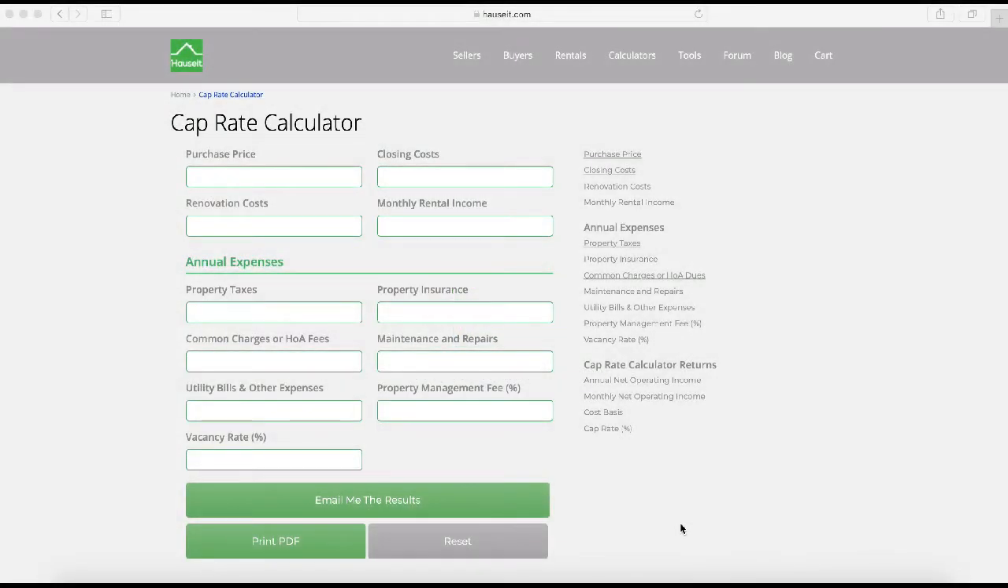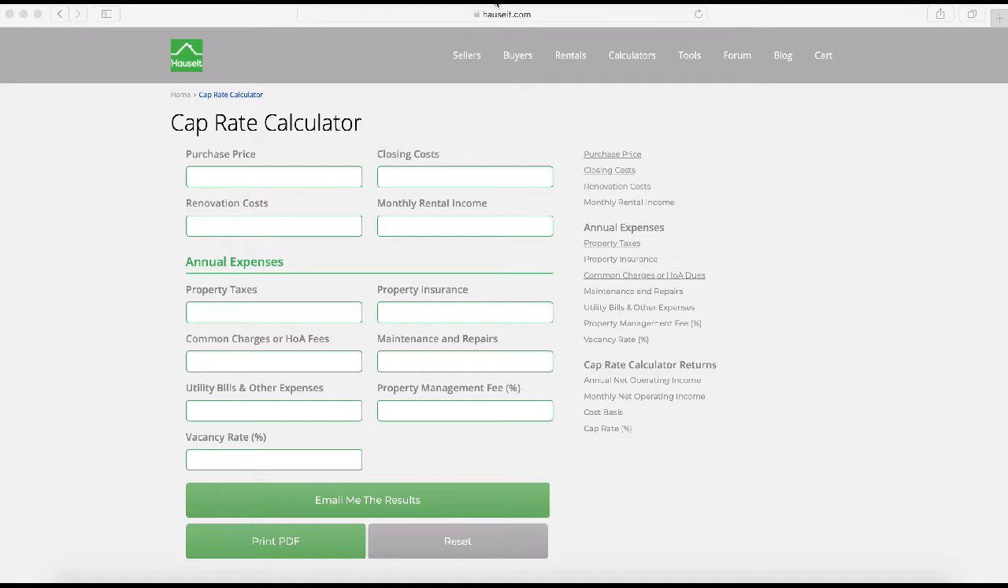In this tutorial video, we will show you how to use the cap rate calculator available at Hauseit.com. If you're not already on the calculator page, you can get here by typing in Hauseit.com in your browser bar or simply by Googling Hauseit. The spelling is up here.